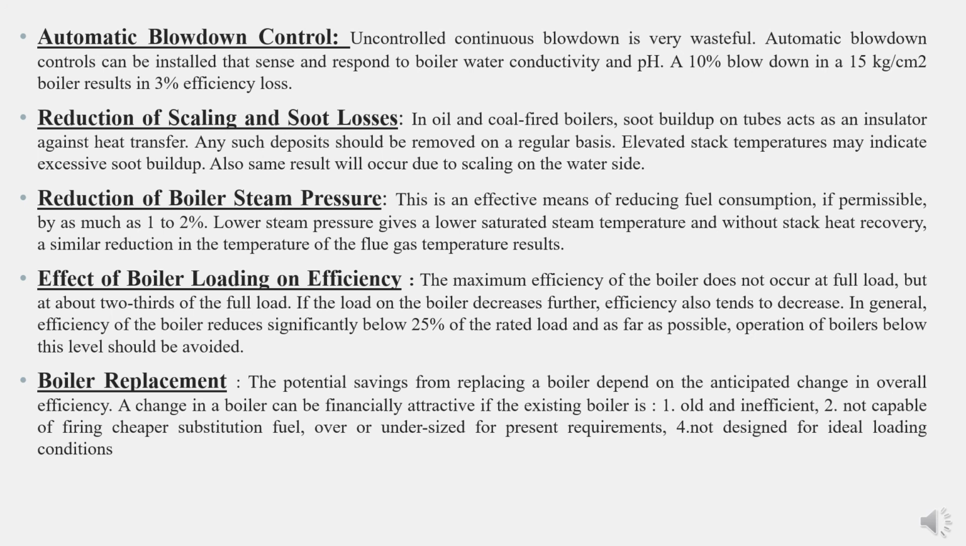Scaling and soot buildup should be removed regularly as it can act as an insulator against heat transfer. Reduction in boiler steam pressure, if permissible, can reduce fuel consumption. The maximum efficiency of a boiler is at about two-thirds of the full load and it decreases if the load is decreased. Thus, operation of a boiler below this level should be avoided. A boiler should be replaced for better efficiency when it becomes old and inefficient, or is not capable of firing cheaper substitution fuel, or is over or undersized for present requirement, or is not designed for idle loading conditions.